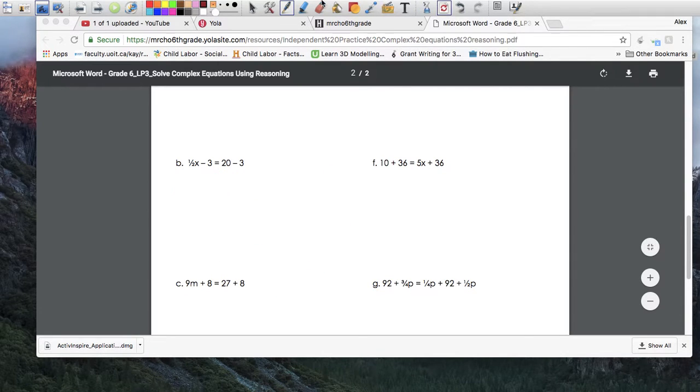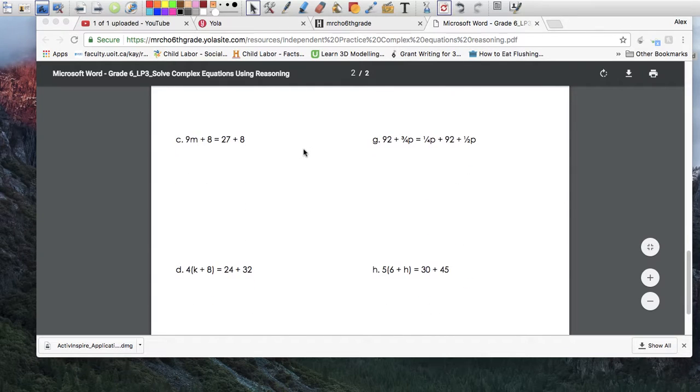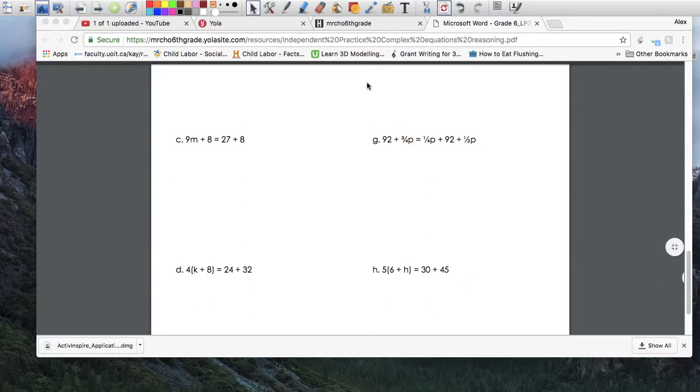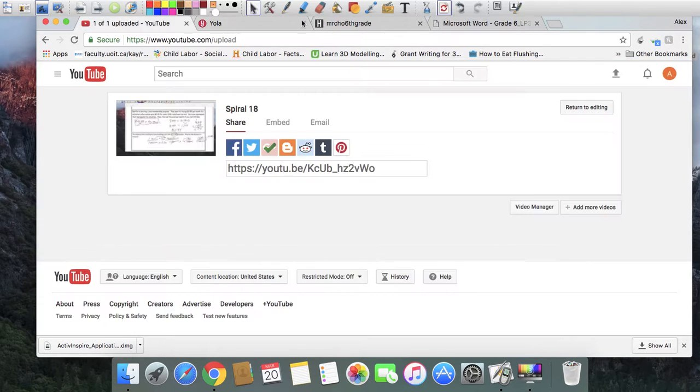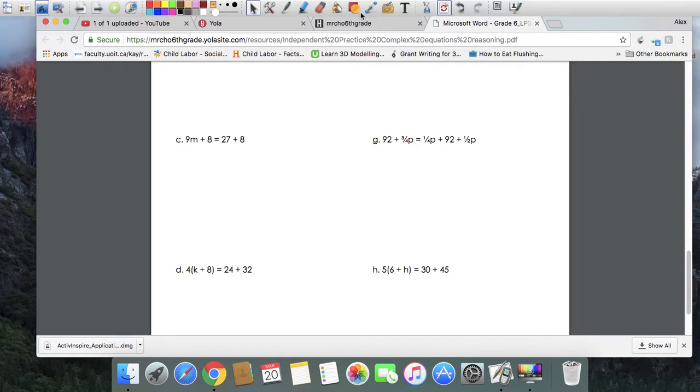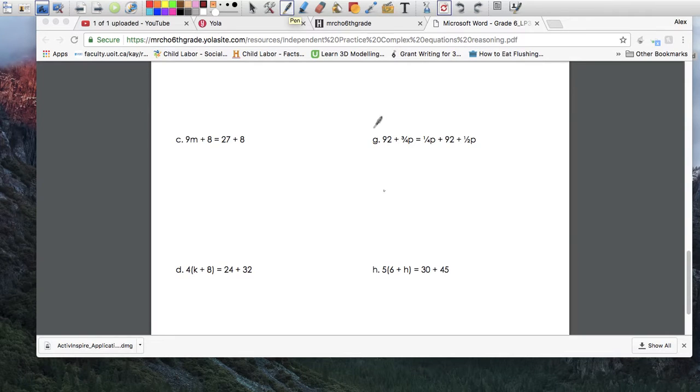I'll do G. So over here we have 92. Here we go. I have 92 plus, again, I don't like the way that they wrote it like this. 3/4 p equals 1/4 of a p plus 92 plus 1/2 of a p.